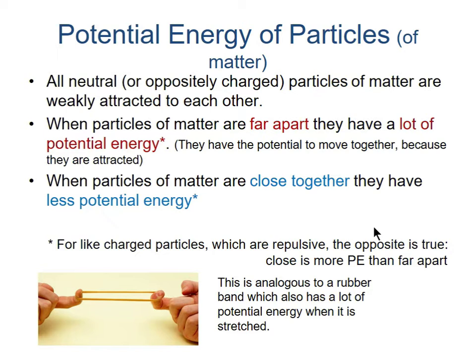And when you have particles that are attracted to one another kept apart, there is the potential to move together. Therefore, as we keep them a distance apart, that's a form of stored potential energy. And when they are brought closer together, they would have less potential energy. So far apart, moving to closer together would be releasing energy in the form of some kind of potential energy. So for like charged particles, of course, which are repulsive, the direction is opposite. There's less potential energy when they're far apart than when they're closer together.